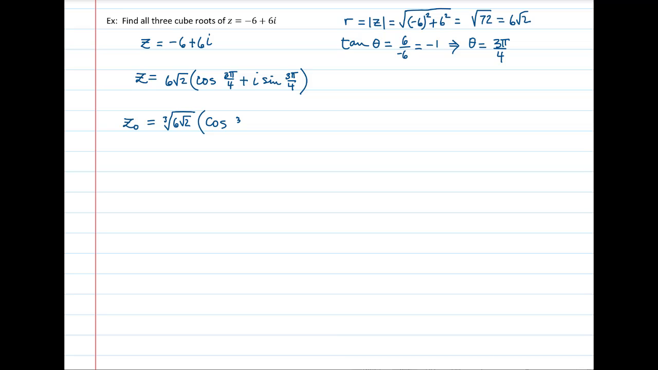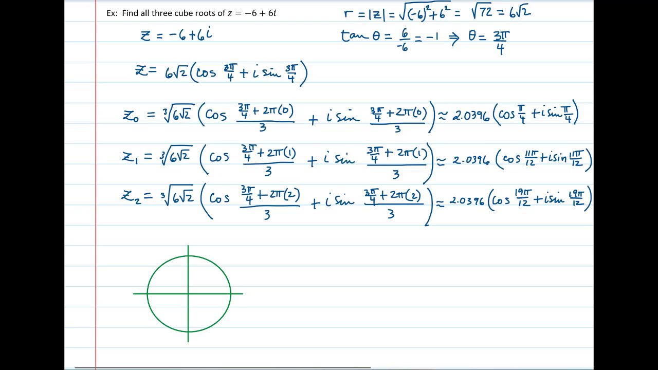If we want to get them into the standard form, we're going to have to put these values in the calculator to get an approximation. So the first root is the cube root of 6 square root of 2 times cosine of, and we're just going to start adding, right, our argument plus 2 pi times k, where k is 0 here, so 2 pi times 0, over 3, plus i sine of the same thing. Remember, n for us is 3 since we're asked to find the 3 cube roots of this complex number. Okay, in the same fashion, we're going to do the other two, z1 and z2.